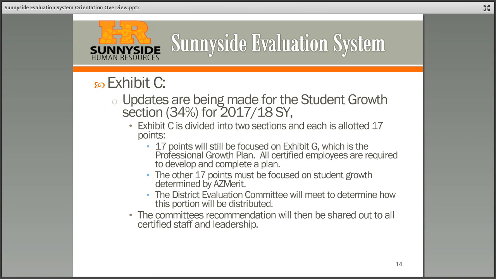Exhibit C does have some updates this year. Last year, Exhibit C was divided into 2 sections, and each section was allotted 17 points. 17 points will still be focused on Exhibit G, which is the professional growth plan. All certified employees are required to develop and complete a professional development plan. The other 17 points must be focused on student growth determined by AZ Merit. The District Evaluation Committee will meet to determine how this portion will be distributed. The committee's recommendation will then be shared out to all certified staff and leadership.